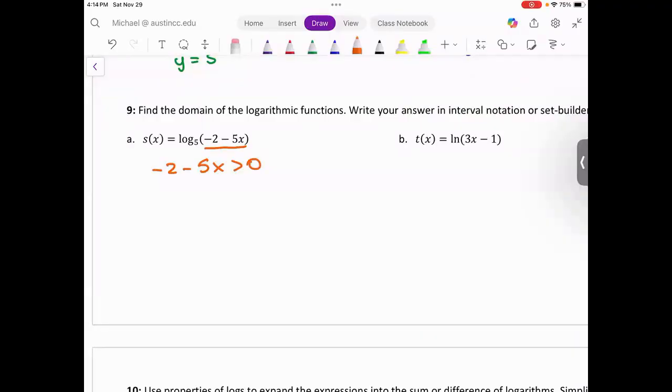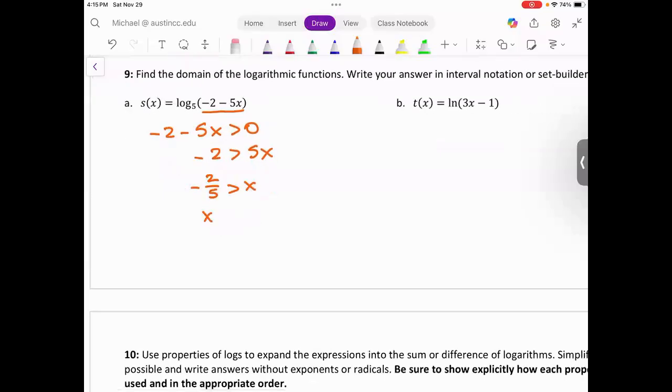So if we add 5x to either side, we'll get negative 2 is greater than 5x. We divide each side by 5. We get negative 2/5 is greater than x. But I like to have my x's on the left side. So I'm going to say x is less than negative 2/5.